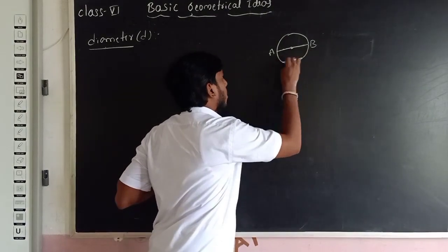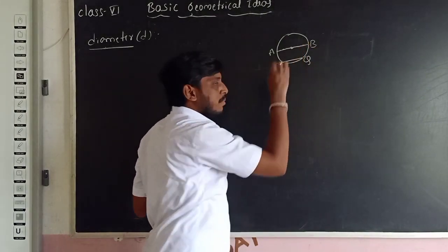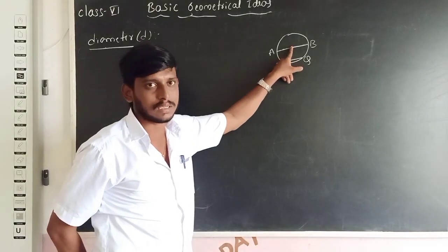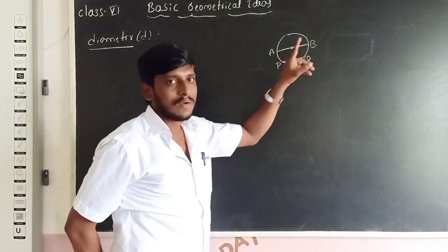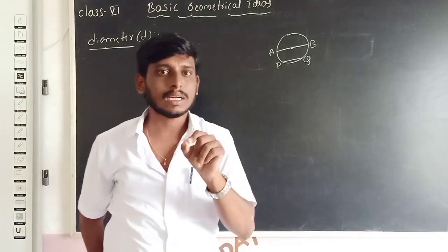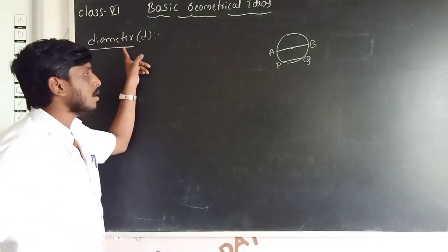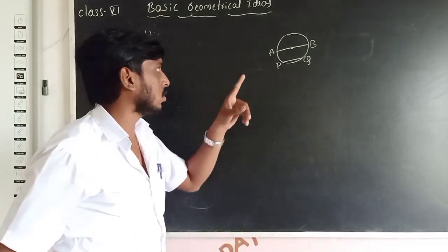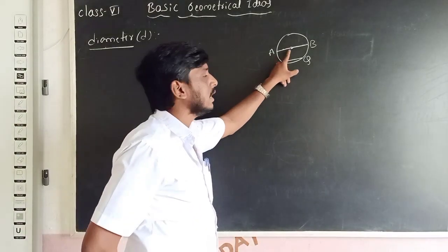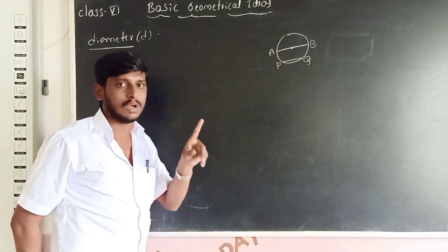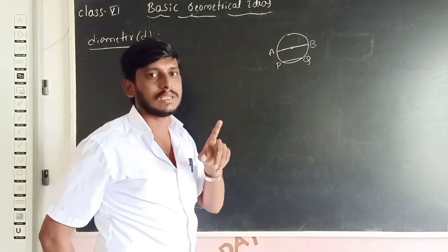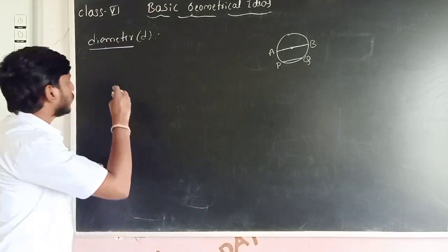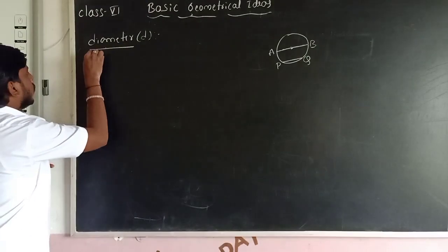So this is a chord. PQ is a chord but not the diameter. Why? Because it doesn't pass through the center. Any chord which passes through the center of a circle is said to be a diameter. And one more important thing, the longest chord of a circle is nothing but the diameter. One must question chord as well as diameter, and how they relate to each other.